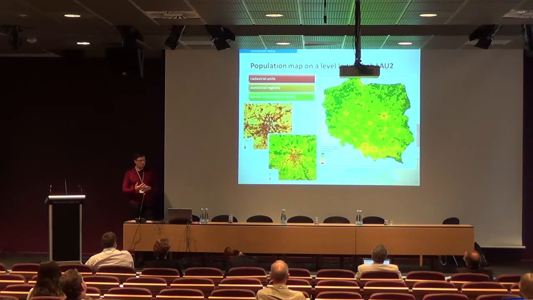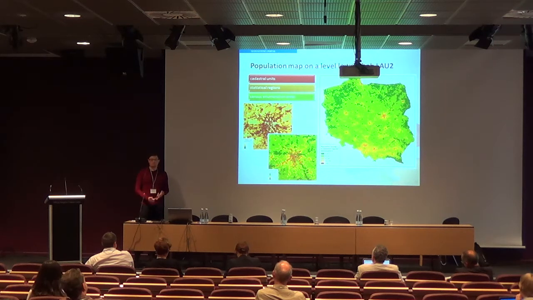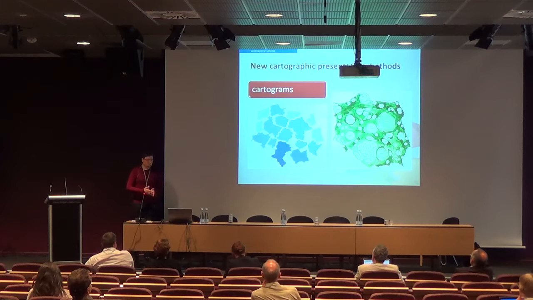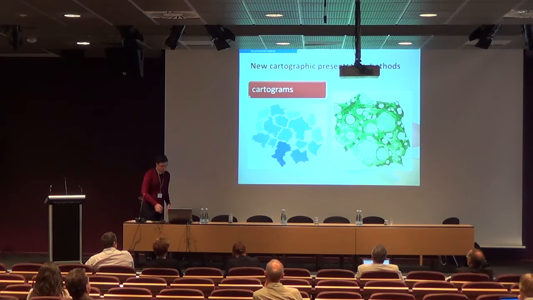We also heard that there is a demand for population maps on a level lower than LAU 2. As part of the projects mentioned before, we created population maps for cadastral units, statistical regions, and census enumeration areas, and they also are to be published in the portal. We plan new cartographic presentation methods, for example, cartograms in which the size and shape of each territorial division unit depends on the value of the phenomena that is presented.